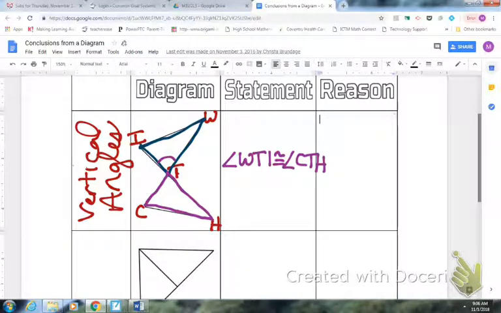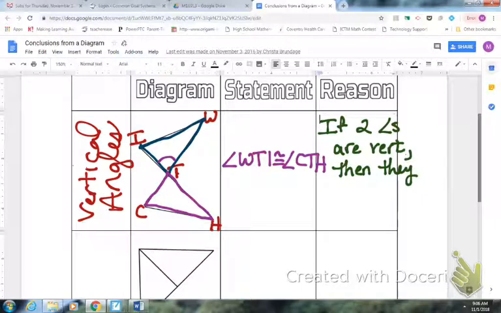Now, if this is something I add to a picture in a proof, the reason I'm going to put why these angles are congruent is something like this. I'm going to use a different color so it doesn't mesh together here. If 2 angles, remember that's my symbol for angles, are vertical, I'm going to abbreviate vertical as VERT, then they are congruent, and again I'm going to use the symbol for congruent. So my reason is: if 2 angles are vertical, then they are congruent.